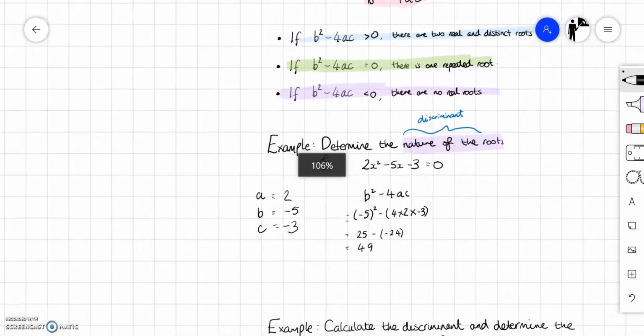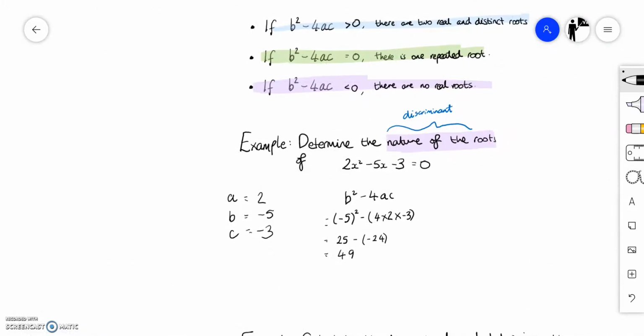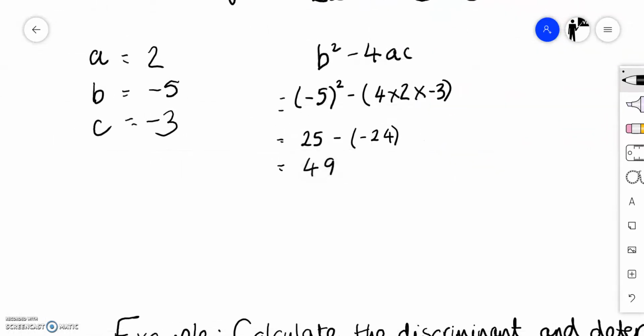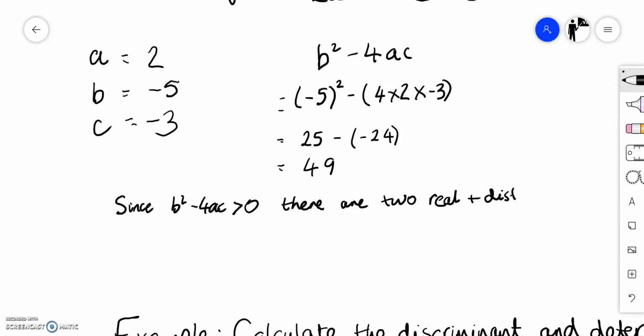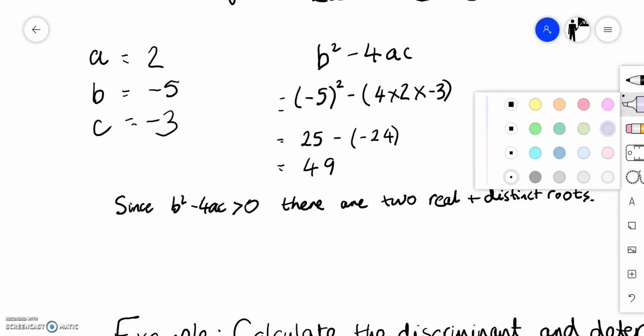So what category does that fall into? Well, it falls into this top category here. The discriminant is bigger than 0, so there are two real and distinct roots. I actually need to write that. I need to write: since b squared minus 4ac is bigger than 0, there are two real and distinct roots. And that's us finished the question.